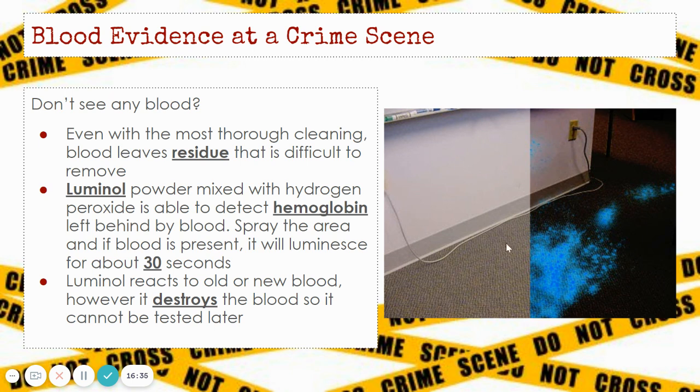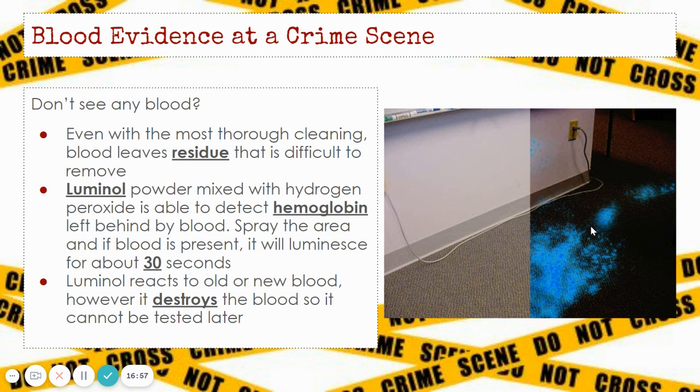So you can see here, no blood. Once we spray it with luminol and shine like a black light over it, then it will glow. So even though it looks clean, there is blood residue there. The luminol reacts with old or new blood. However, it destroys the blood, so it can't be tested later. That's why we're going to just do like one test with luminol.